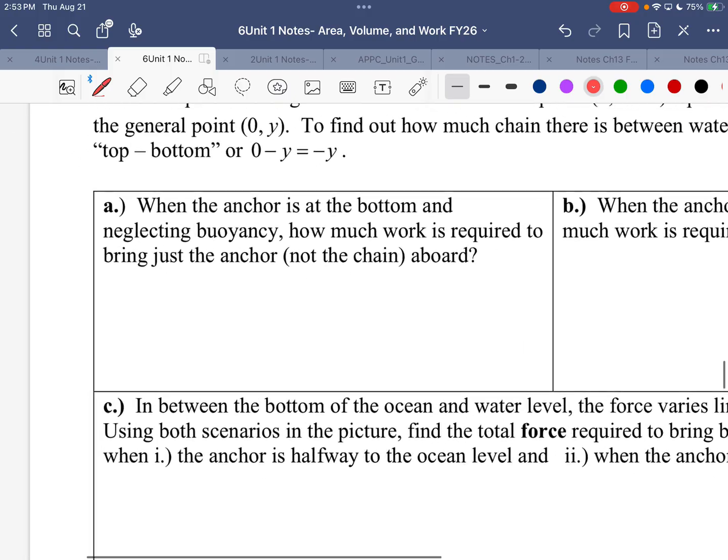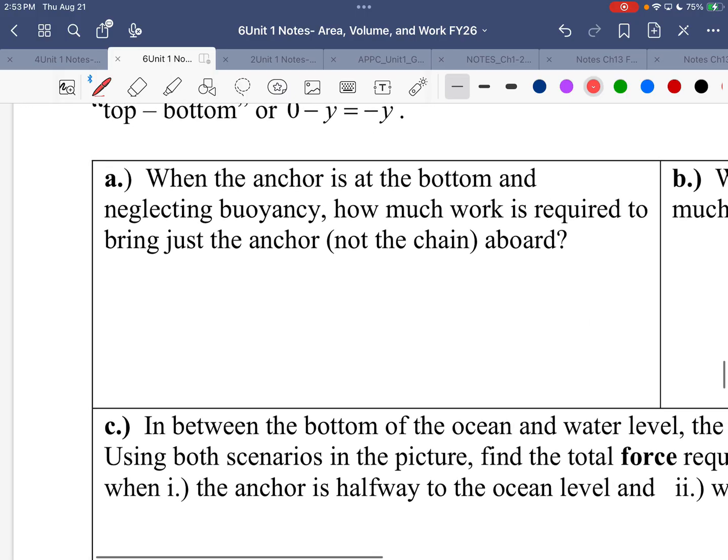Okay, so looking at A. When the anchor is at the bottom, we're neglecting buoyancy because that's a whole other force that you'll get into if you become an engineer. But how much work is required to bring the anchor aboard? Now remember, no matter what the depth is, how much does the anchor weigh? 4,500 pounds. So the anchor is a constant force of 4,500 pounds.